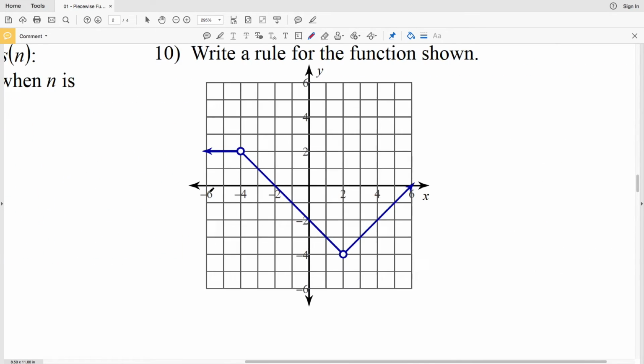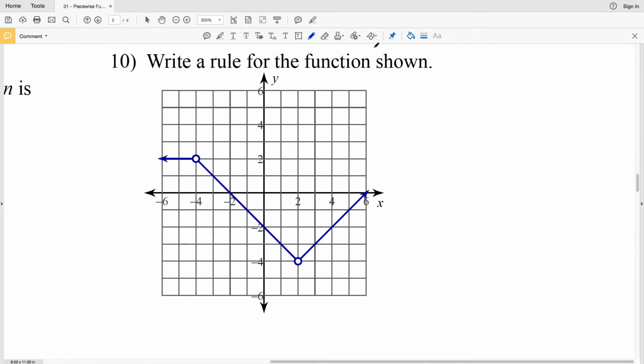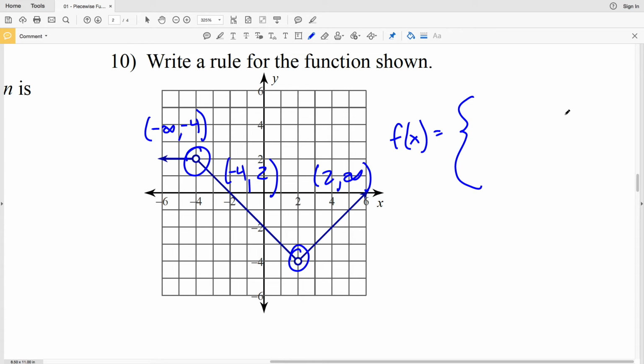Now for number 10. 10 says to write a rule for the function below. So we have the interval from -infinity up until -4, but not including -4. Then we have the interval from -4 up to 2, but not including 2, and then from 2 to +infinity. So we do not have a value at -4 or at +2.